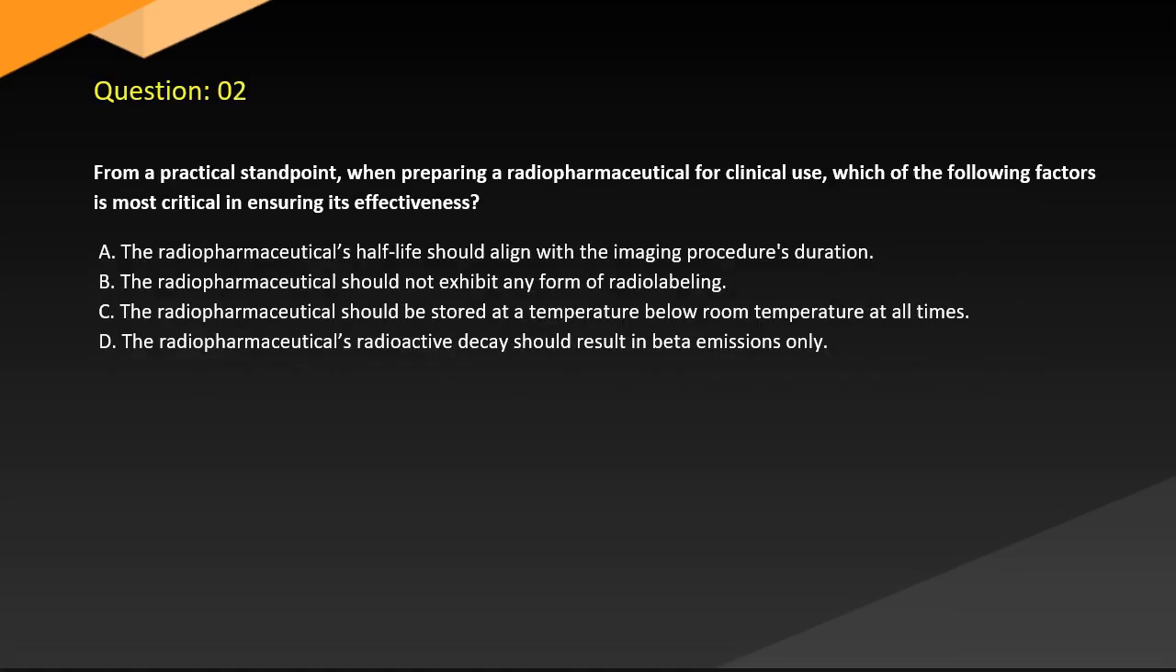Question 2. From a practical standpoint, when preparing a radiopharmaceutical for clinical use, which of the following factors is most critical in ensuring its effectiveness? A. The radiopharmaceutical's half-life should align with the imaging procedure's duration. B. The radiopharmaceutical should not exhibit any form of radiolabeling. C. The radiopharmaceutical should be stored at a temperature below room temperature at all times. D. The radiopharmaceutical's radioactive decay should result in beta emissions only.